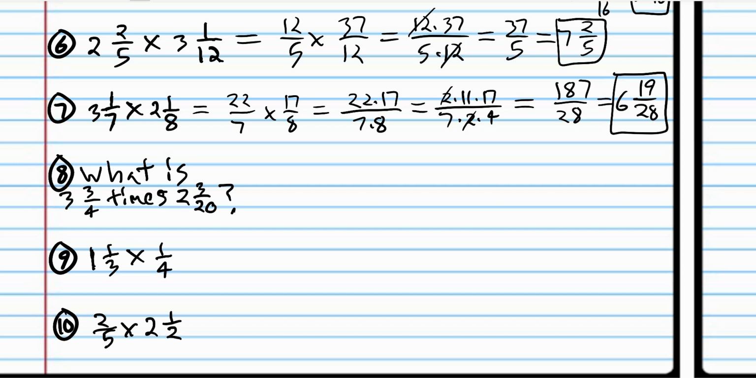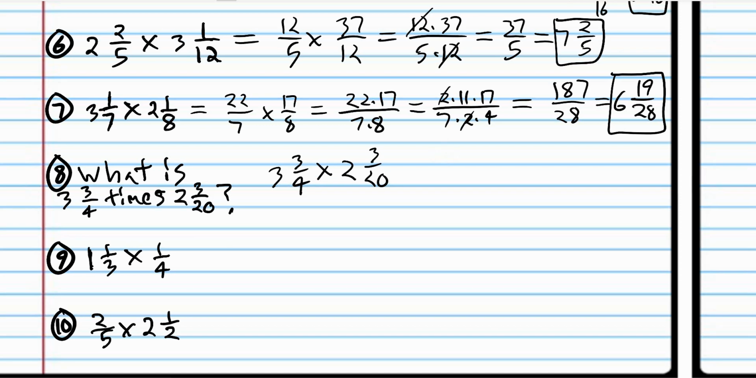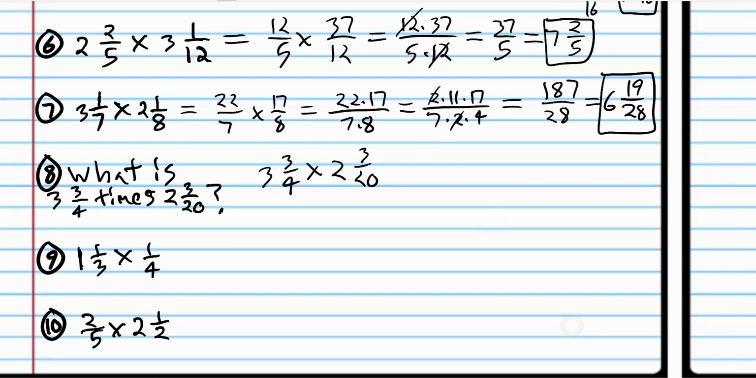So what is 3 3/4 times 2 3/20? Remember, times just means multiplication. So why don't you try number 8, and when you come back, we'll do it together. All right, we're back. 3 3/4 times 2 3/20. I'm just going to do this without talking so I can go faster.